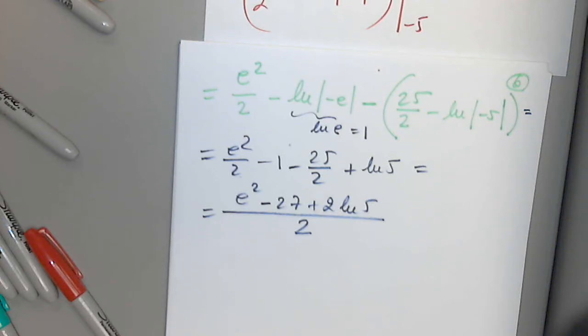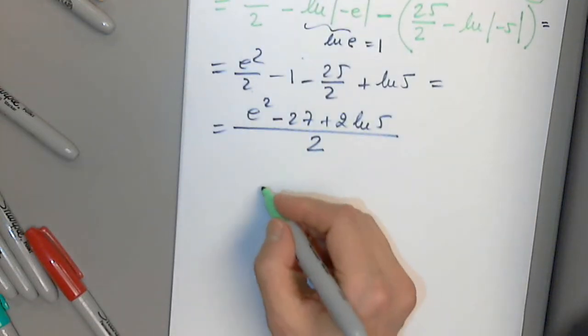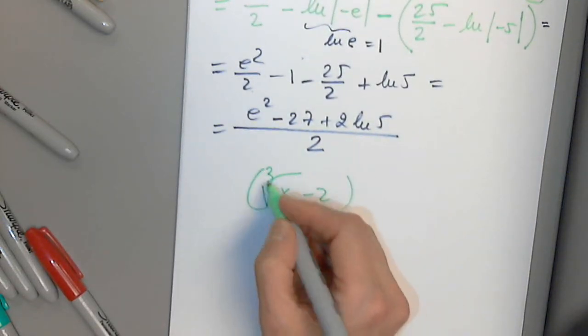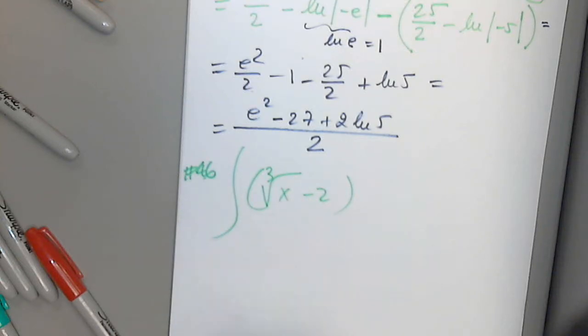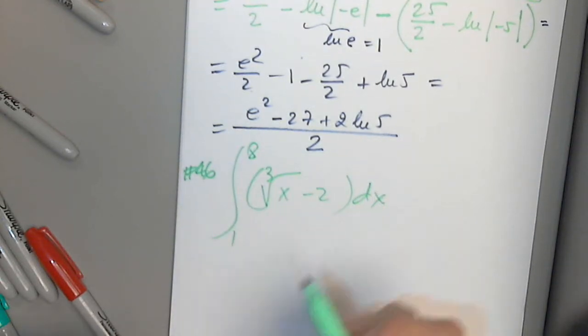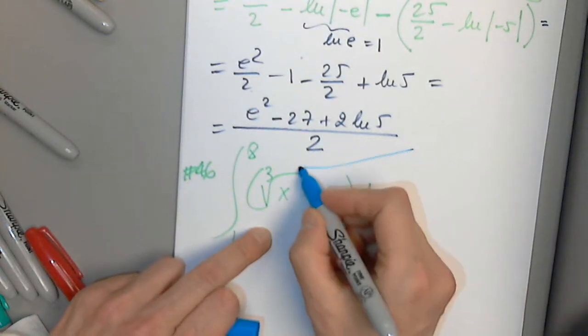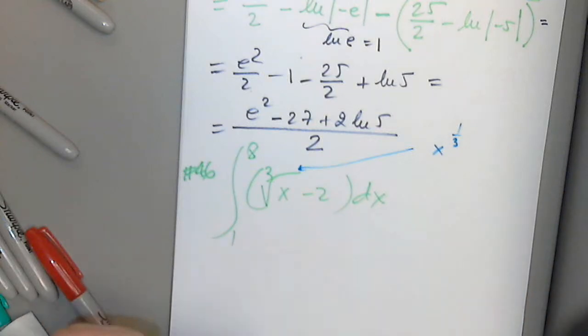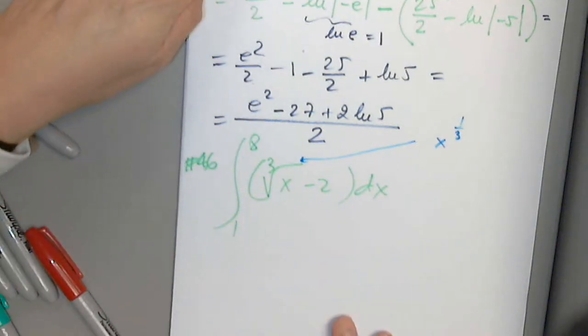Yes. You said 46? Yes, the cube root of x minus 2. Perfect. The cube root of x minus 2. So this is 46 from 1 to 8. And of course, dx. Do we understand the previous example? Yes. Okay, perfect. So remember, of course, I want this to be x to 1/3 because it's easier to calculate the antiderivative. Yes? Very good.